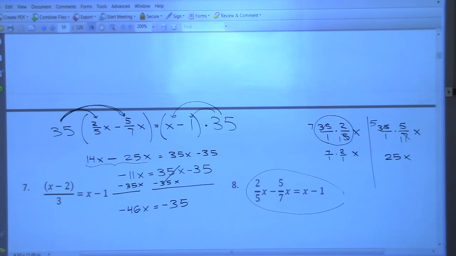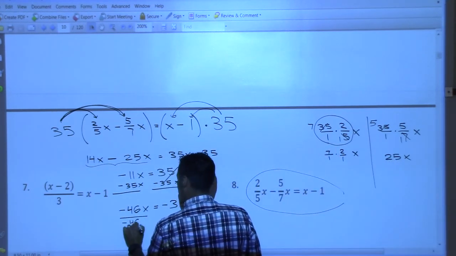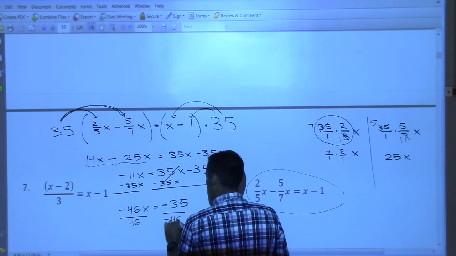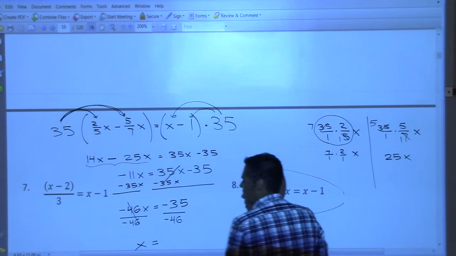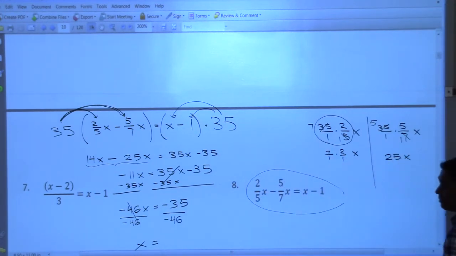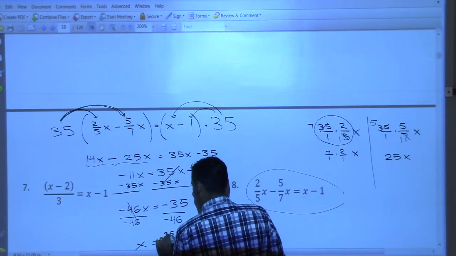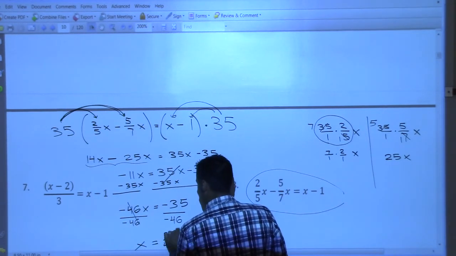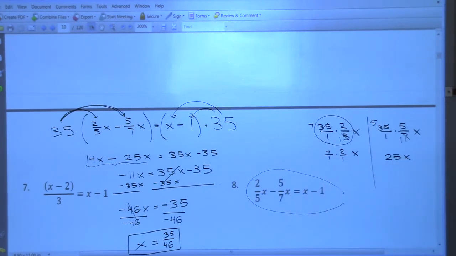Divide both sides by negative 46. On the left side, we should get x. On the right side, we have a negative divided by a negative, right? Which is positive. So 35 over 46. Unless there's a number that goes into both of those. I don't believe there is.